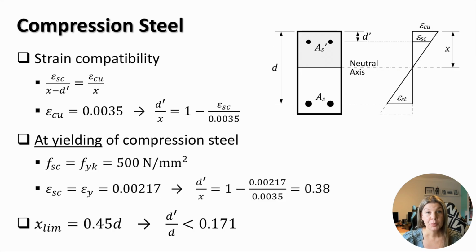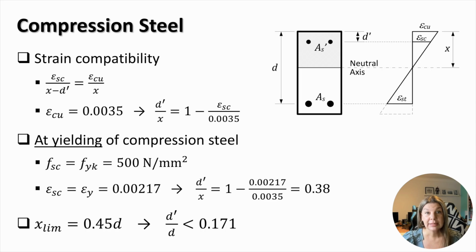The strain in the top steel can be found from the linear distribution of strain through the section depth using similarity of two triangles. In the strain distribution shown on the right-hand side, the first triangle has the legs epsilon_cu and x, and the second triangle has the legs epsilon_sc and x minus d'. The ratio between the depth and strain in the top steel can be found from the equality of leg ratios.